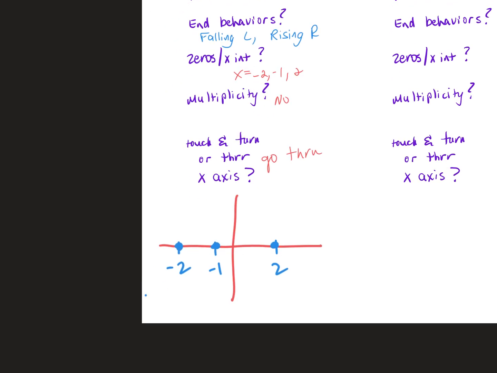Okay, so it's falling over here, and it's rising over there. And then what does it do at each one of those intercepts? Does it go through or does it bounce off? It goes through. So watch. This is literally all you have to do.